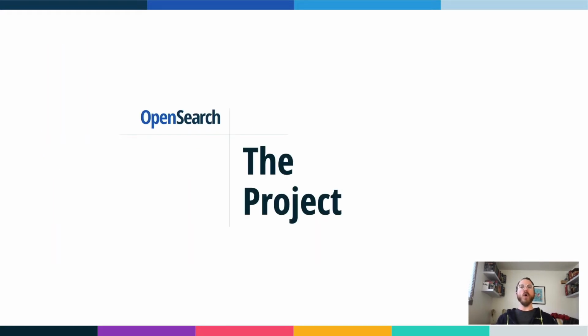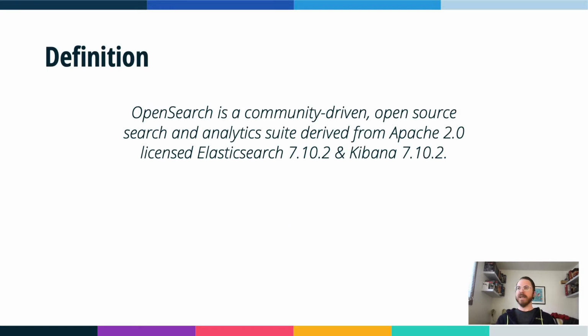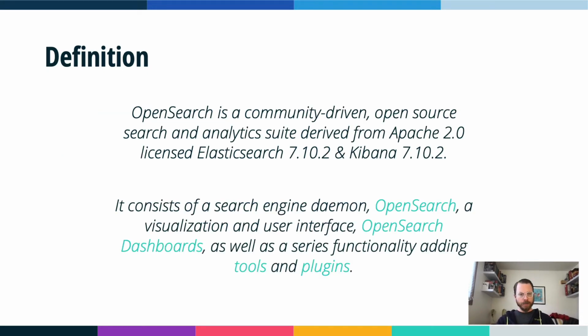So let's talk about the OpenSearch project. I want to go into the formal definitions of what OpenSearch is, and we'll move from there. OpenSearch, and I'll read this verbatim. I don't normally read things verbatim from slides, but you'll find this definition throughout the materials on OpenSearch. It's a community-driven, open-source search and analytics suite derived from the Apache 2.0 licensed Elasticsearch 7.10.2 and Kibana 7.10.2. It consists of a search engine daemon, OpenSearch, a visualization and user interface, OpenSearch Dashboards, as well as a series of functionality-adding tools and plugins.